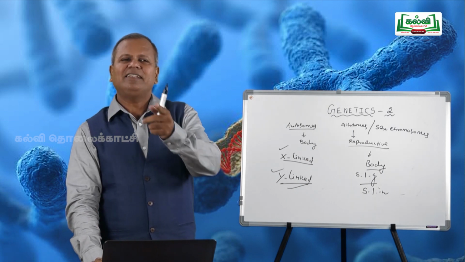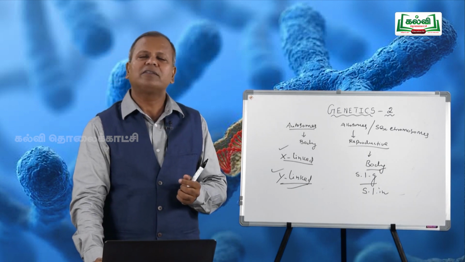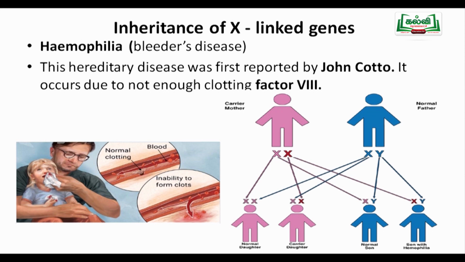Next is sex-linked inheritance examples. The best one is hemophilia or Bleeder's disease. What is hemophilia or Bleeder's disease? Normally, the blood clots within 2 to 8 minutes. If it takes 30 minutes to 24 hours, this failure in the blood clotting mechanism is said to be hemophilia or Bleeder's disease. It's a very good example for X-linked inheritance.